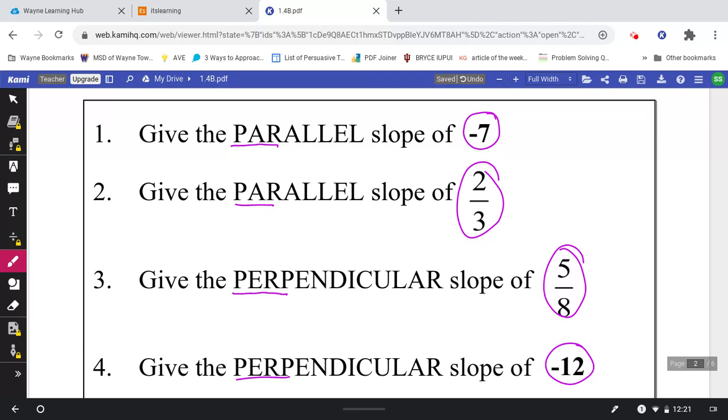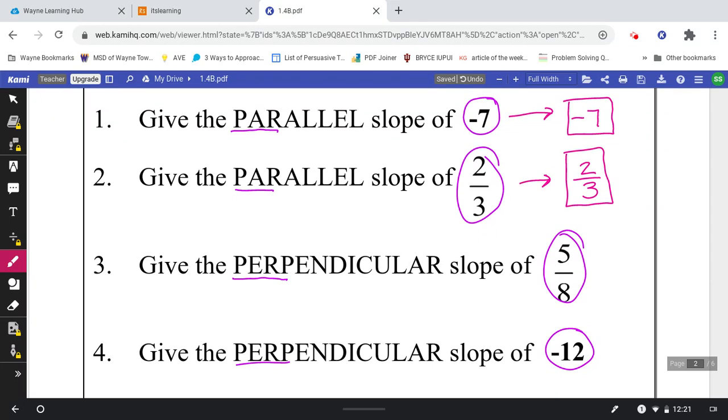For your parallel slope, remember we're going to keep the slope exactly the same. So if our first slope is -7, the other slope is exactly the same thing, -7. So you're literally not doing anything. You're keeping it exactly the same. For the parallel slope of 2/3, yep, just leave it exactly like 2/3. Exactly the same as what you started with.